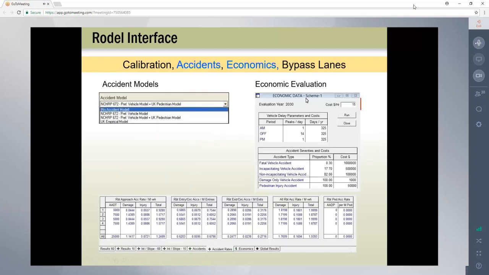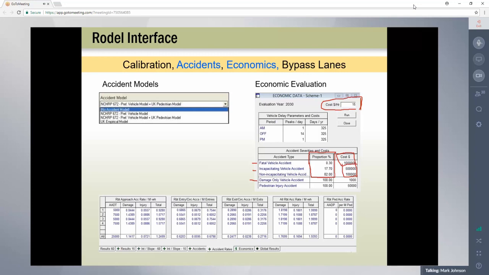You input in the economic data menu, you input the cost per delay goes up here. So you can input a cost per delay and it'll give you costs in your economic analysis. You also input costs for the types of crashes: fatal, incapacitating and non-incapacitating, as well as property damage only crash costs are put in there. And then these percentages are also input, and it'll give you the output.